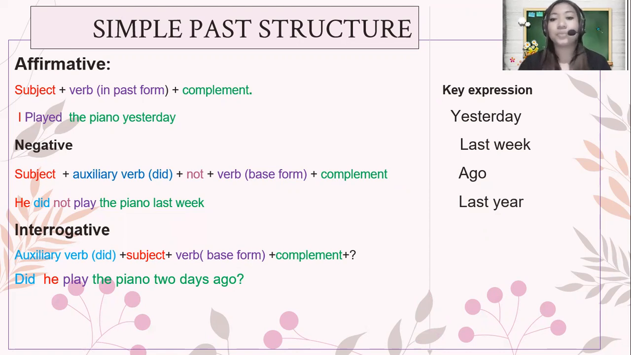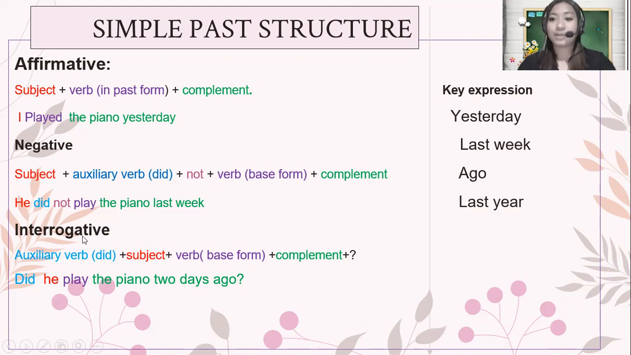So another important point is that when we use the auxiliary did, the verb is going to be in the base form. So we have the negative example. He did not play the piano last week. In the contraction form, it's going to be, he didn't play the piano last week.